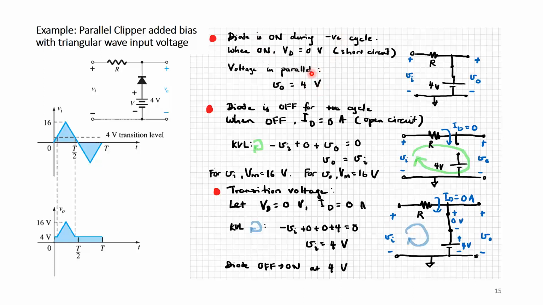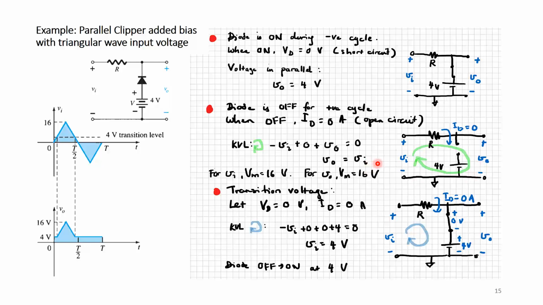the negative cycle. But when the diode is off, which is for the positive cycle, it becomes an open circuit. ID is equal to 0. Then I have negative V in, I have R, and I have V out. And the voltage for V out, I can figure out if I do a KVL around this loop. So if I do a KVL here, I'm going to get negative V in plus 0 plus V out equals 0. So V out is going to be equal to V in.